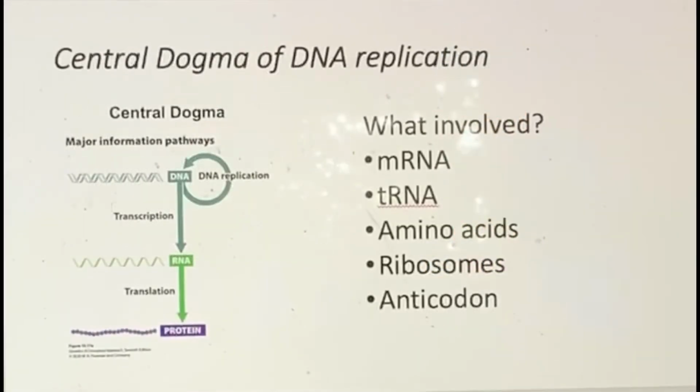The central dogma follows the idea that DNA is replicated, then transcribed into RNA, and then RNA is synthesized and translated into protein molecules. What's involved in this would be mRNA, tRNA, amino acids, ribosomes, and anticodons.